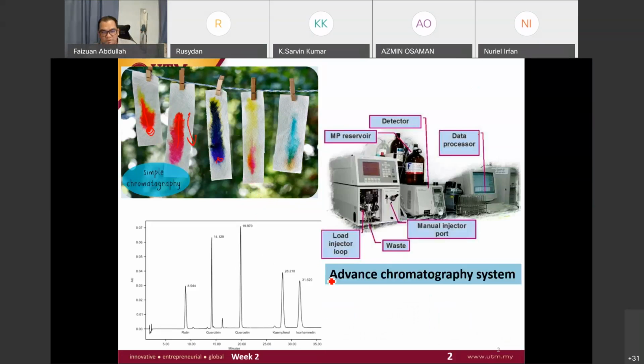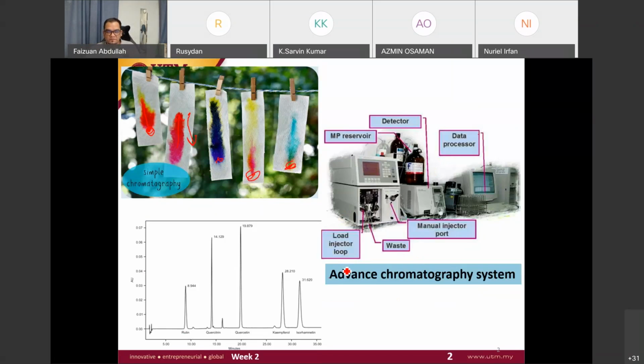All right. So this one is a very simple, very basic theory or concept about chromatography, and this is the advanced chromatography system. From these two figures, can anybody tell me what is the basic idea about chromatography methods? Do you have any idea?